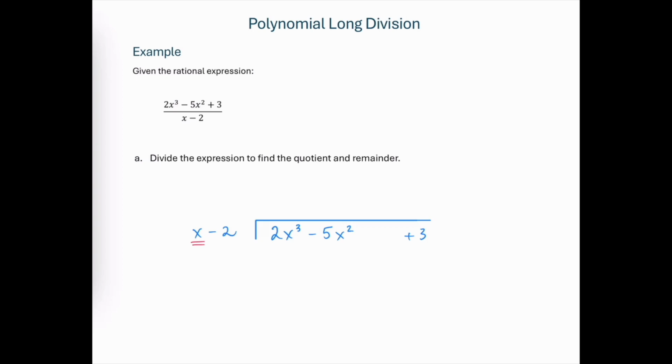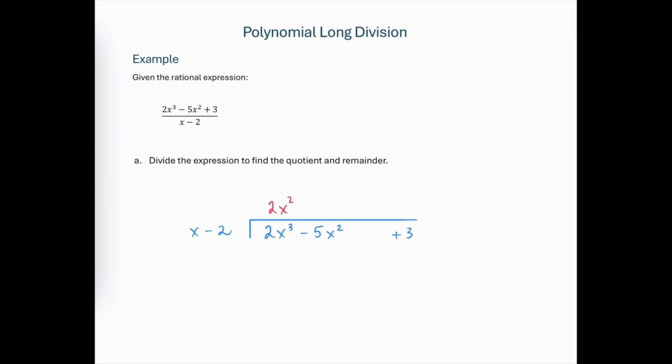To begin with, we're going to compare the first term of the divisor to the first term of the dividend. But instead of asking ourselves, how many times does x go into 2x cubed, I find it easier to think about this as x times what is going to give us 2x cubed? Well, x times 2x squared is 2x cubed, and so that is going to be the first term of our quotient. And now, just like with real numbers, we're going to multiply 2x squared times the divisor.